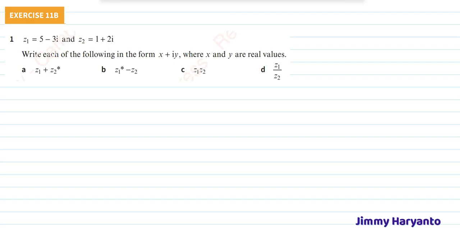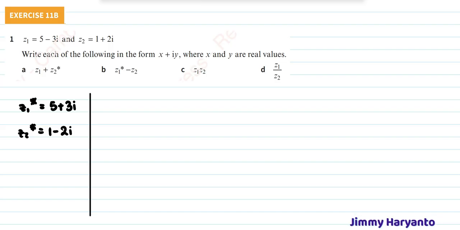Next, we'll go to the exercise 11b. We have z1 and z2. The question wants you to find z1 plus z2 star, conjugate of z2, and then conjugate z1. Let's prepare the conjugate first. So the conjugate of z1 equals 5 plus 3i. The conjugate for z2 is 1 minus 2i. Okay, now we are ready to calculate.